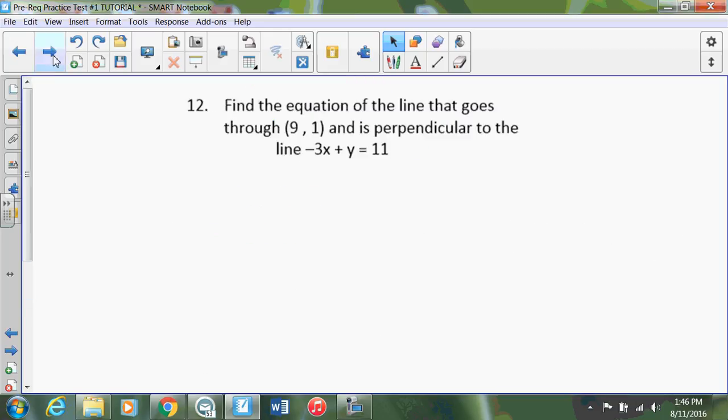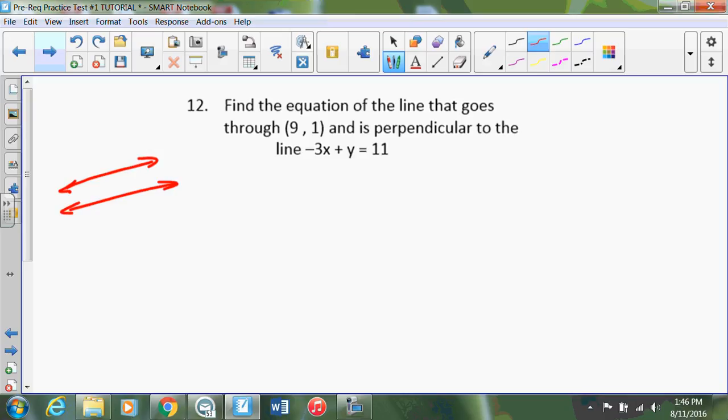Find the equation of the line that goes through (9, 1) and is perpendicular to the line -3x + y = 11. First thing we're going to want to do is understand how perpendicular lines are related. Basically, if you've got two lines that are parallel, they're never going to touch because they have the exact same slope. Their rise over run is exactly the same as each other.